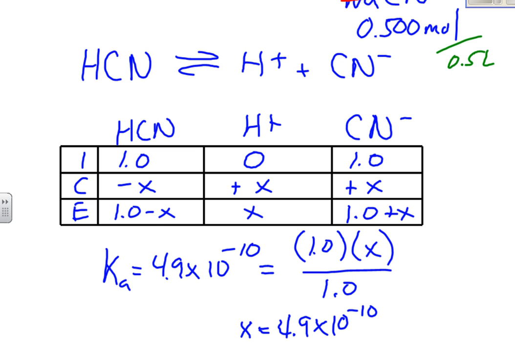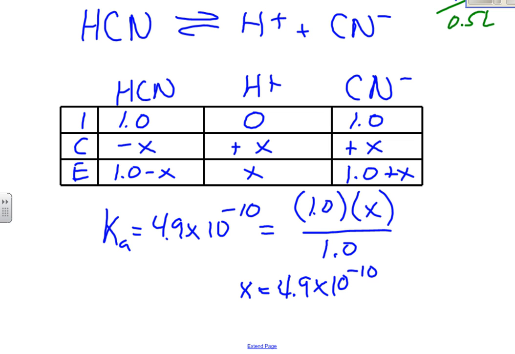Now, we don't expect this to happen every time, that x is going to be equal to the Ka, but you can see how we deal with the CN minus ion. That's the common ion that's been added to the solution that's also involved in that equilibrium. And then, of course, x is the H plus concentration, so to figure out the pH, we would take the negative log of 4.9 times 10 to the minus 10th to get the pH value. So you can see how that common ion effect works.